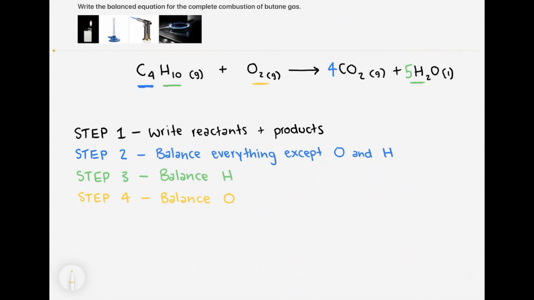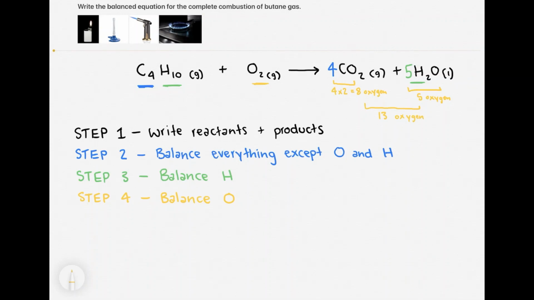So the first step is to look on the right-hand side of the equation and look at how many oxygen atoms we have on the right-hand side currently. So in carbon dioxide, we have 4 times 2, so that's 8 oxygens. In the water, we have 5 oxygens. So in total, on the right-hand side of the equation, we have 13 oxygen.